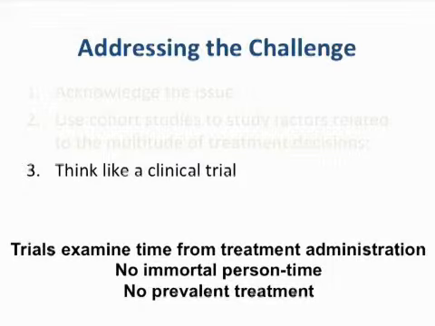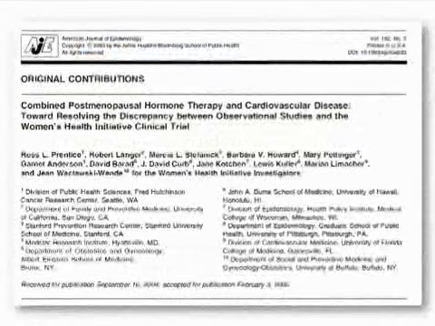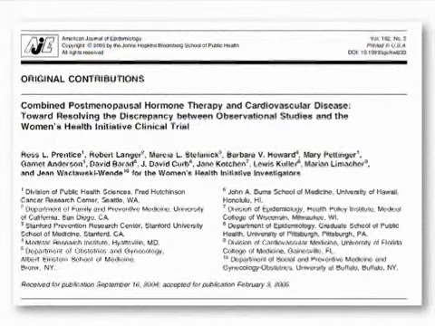Right? We pay attention to the point that they initiate, and the important idea of immortal person time, of ensuring that, by the way we've set up our analysis, there aren't periods of time when we're including them at risk for the outcome when they wouldn't have really been at risk for the outcome. And clinical trials don't have these problems, right? If you set up things the right way, you don't have these problems, but they do plague observational studies.